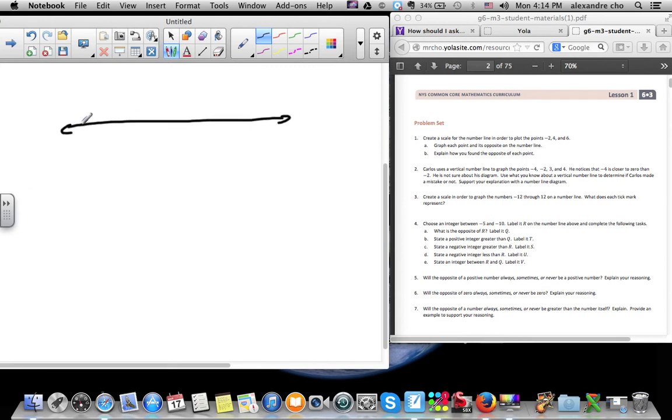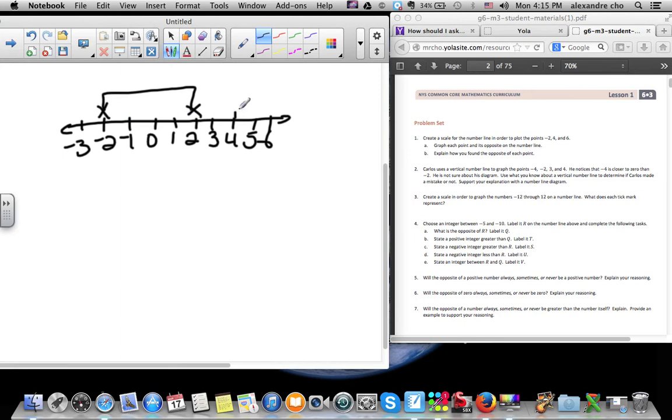Okay, -3, -2, -1, 0, 1, 2, 3, 4, 5, 6. So first one was -2. Okay, it says graph each point and its opposite. The opposite of -2 is 2. I know these two are opposite. They're both two spaces away from 0.